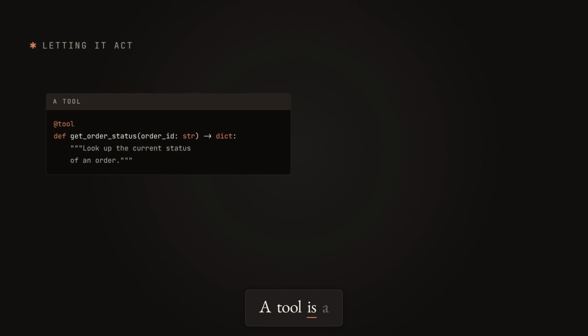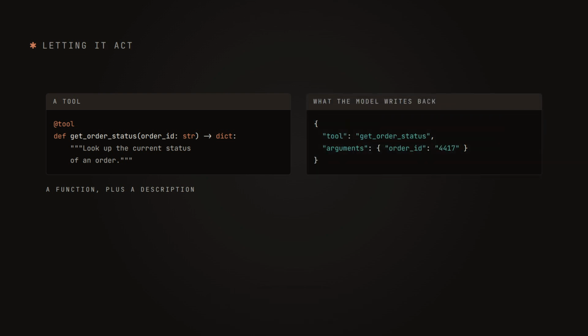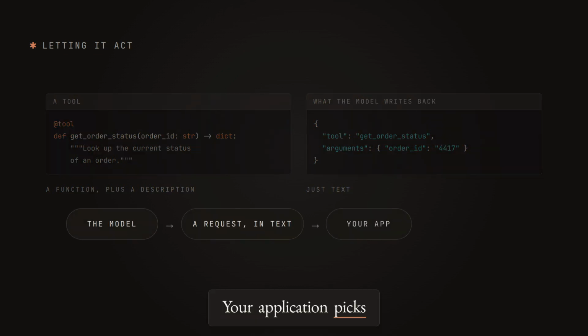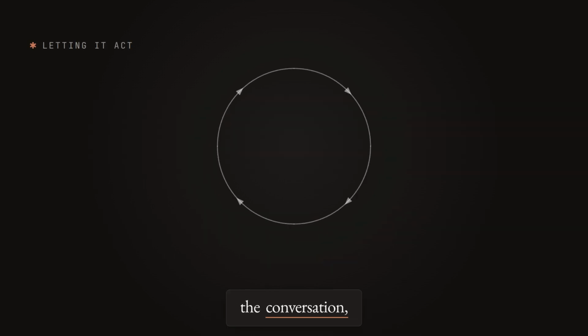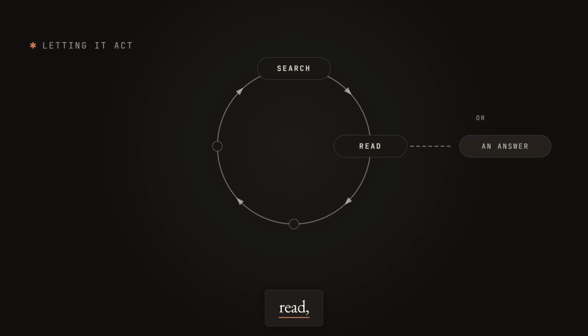A tool is a function plus a description of what it does. The model reads the descriptions and writes back a request. Call this one with these arguments. That request is just text. Your application picks it up and makes the call. The model asks, and your code decides and executes. Then the result goes back into the conversation, the model looks at everything again, and it picks another tool or an answer. Search, read, compare, respond. That loop is what people mean when they say agent.